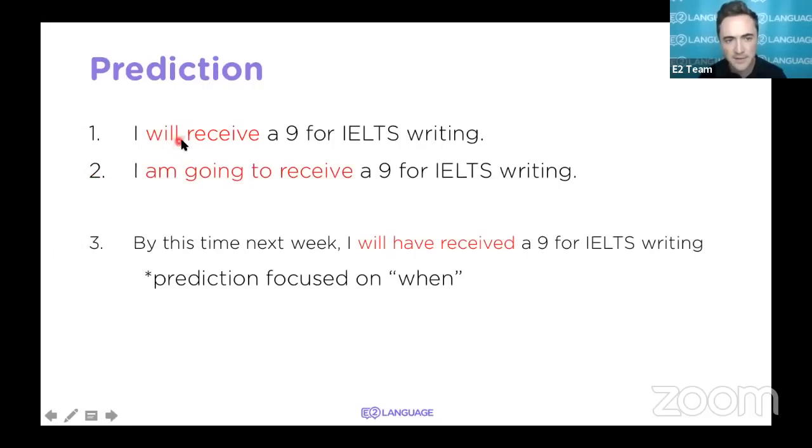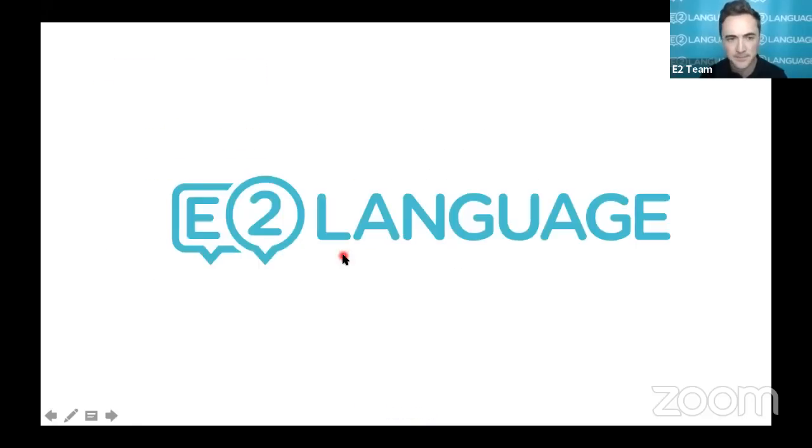It's the same verb, but just in this particular context, in this sentence, it now becomes a prediction. Or I'm going to receive a 9 for IELTS writing. And this rare one that focuses on when, by this time next week, I will have received a 9 for IELTS writing, is also a prediction. That's all. Cool. So we've just nailed future verbs, which is good.